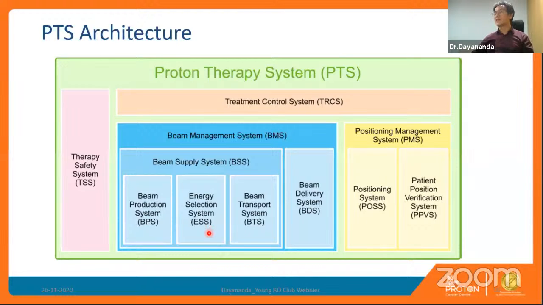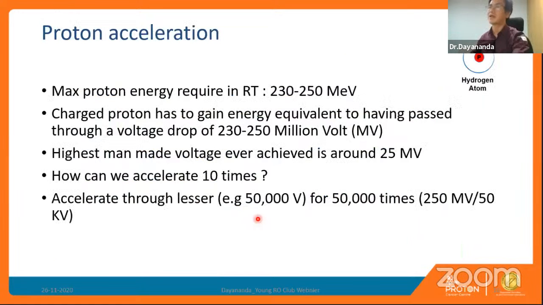These protons are generated somewhere and the treatment will be done somewhere else, so you have to have beam transport systems from the proton production system to the treatment delivery room. And of course, you will have the beam positioning systems and patient verification system. Since it is a very complicated system, you have to have a very robust therapy safety system, and everything will be controlled through the therapy control system. I will try to touch on these components in the coming slides.